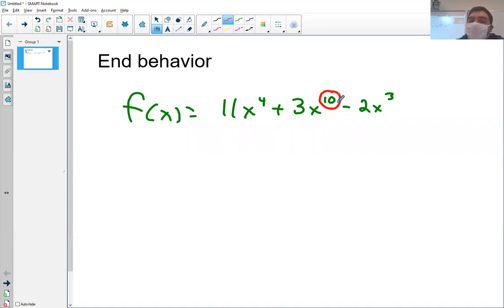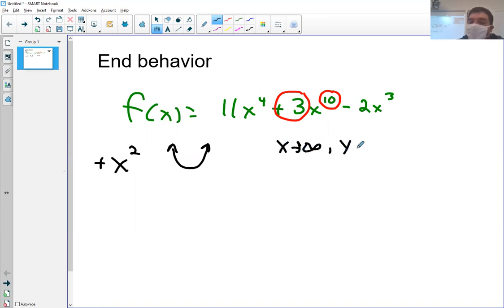So this highest power decides what it is, even if it's out of order. The highest power decides it, and then the number in front decides what type it is. So the power is even, so it's going to look kind of like an x squared, and the number in front of it is positive. So our end behavior should look like this. It's positive, positive, which means as x goes towards infinity, where is y going? It's going up. So that's also positive infinity. As x approaches negative infinity, y approaches also positive infinity. It's also going up.